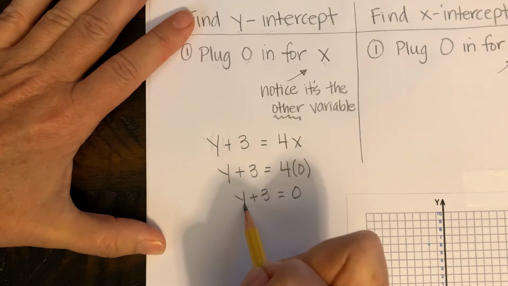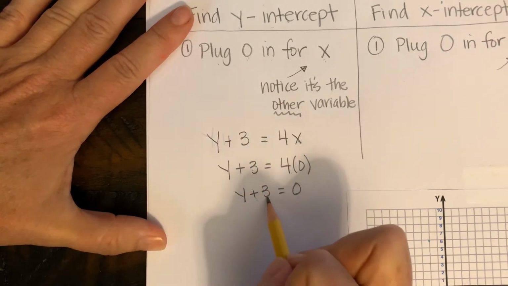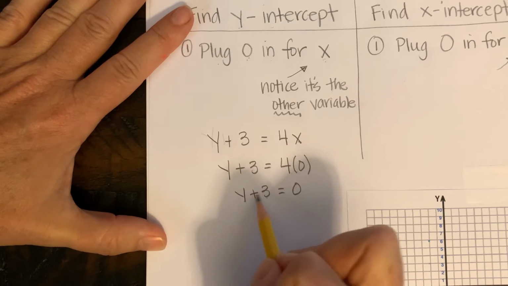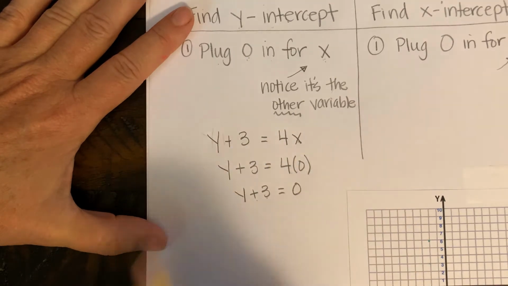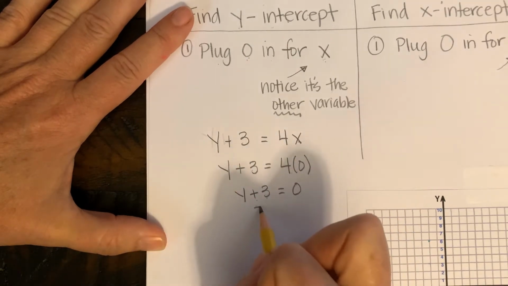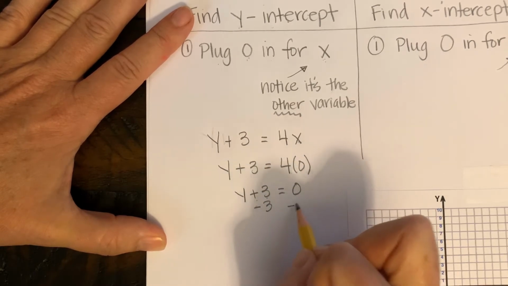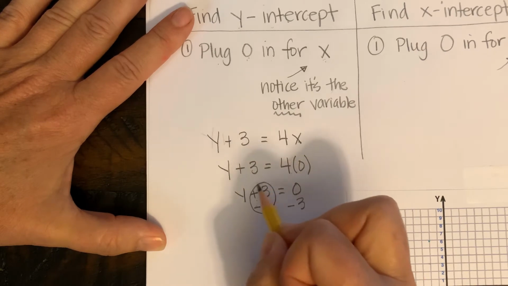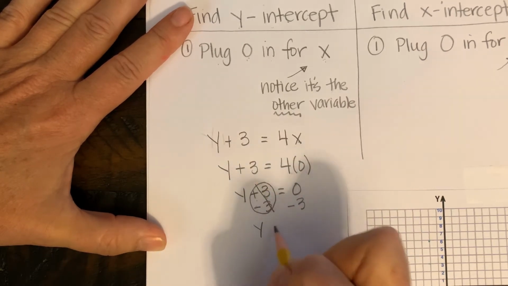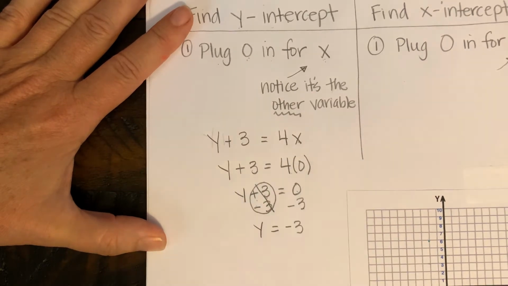Now, in order to find out what y is, we do have to isolate it. And right now it has a positive 3. To isolate it, I need to move this positive 3. I actually need to turn this into a 0. The best way to turn that into a 0 is to take its opposite. So I'm going to subtract 3. And whatever I do to one side, I do to the other. So now that becomes a 0. I have y. And if I have 0 and I take away 3, I end up with a negative 3.